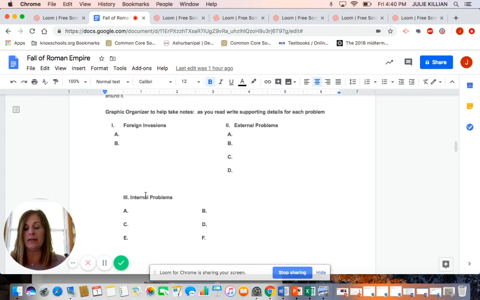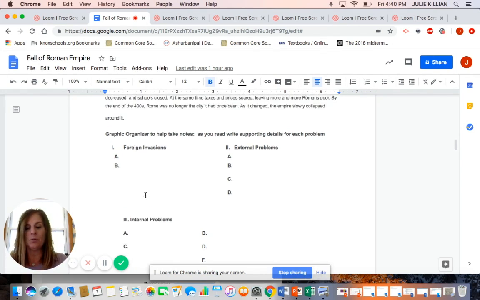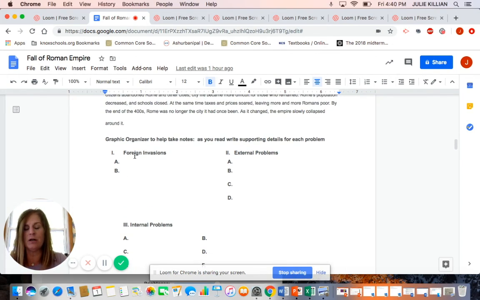Internally means it's happening on the inside. So on the inside of the Roman Empire, what's going on that's really causing either conflict or poor communication, things that are not allowing the Roman Empire to run smoothly. So we're going to go back up here. I think the first outline, letter I, is the easiest one. So we're going to go up there and do this one together.